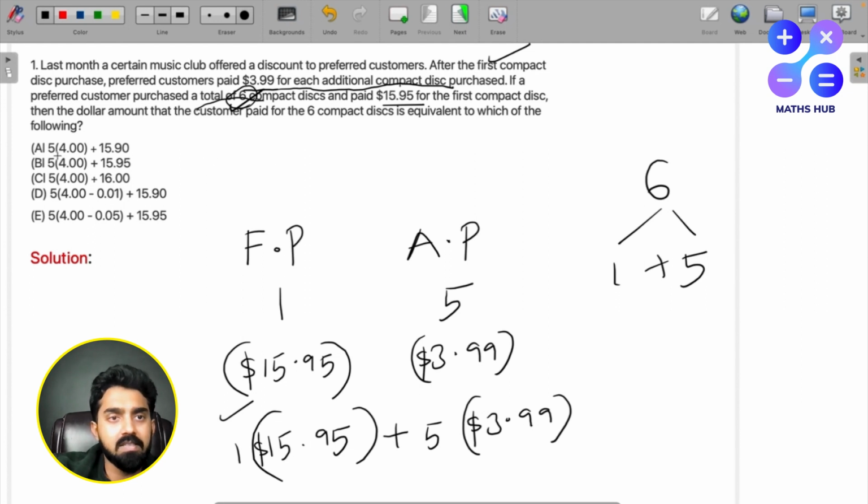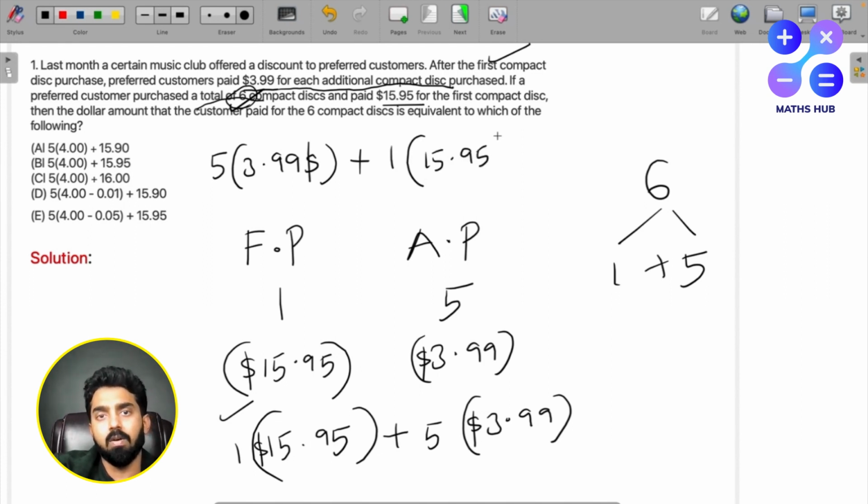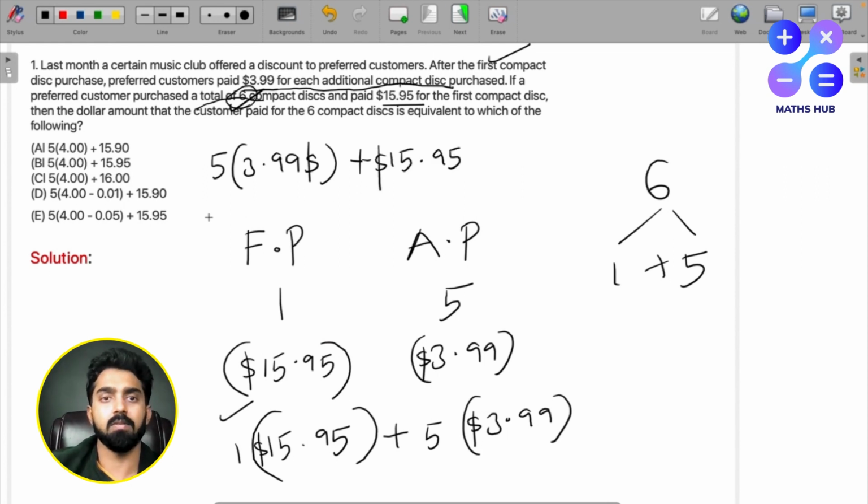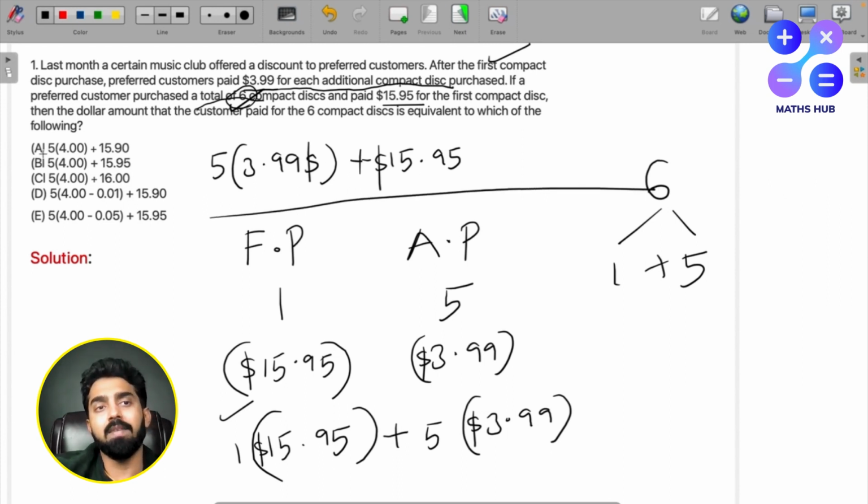Since everything is 5 first, let's write the 5 term first. So 5 into $3.99 plus 1 times $15.95, which is basically $15.95, so you can remove the 1. This is plus $15.95. Great, so what do we have here? First let's compare this with the first option, which is 5 into 4.00 plus 15.95.